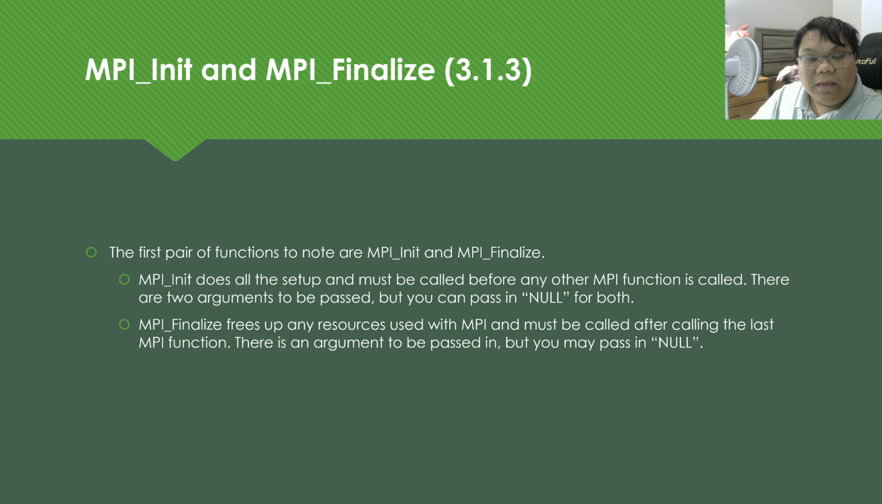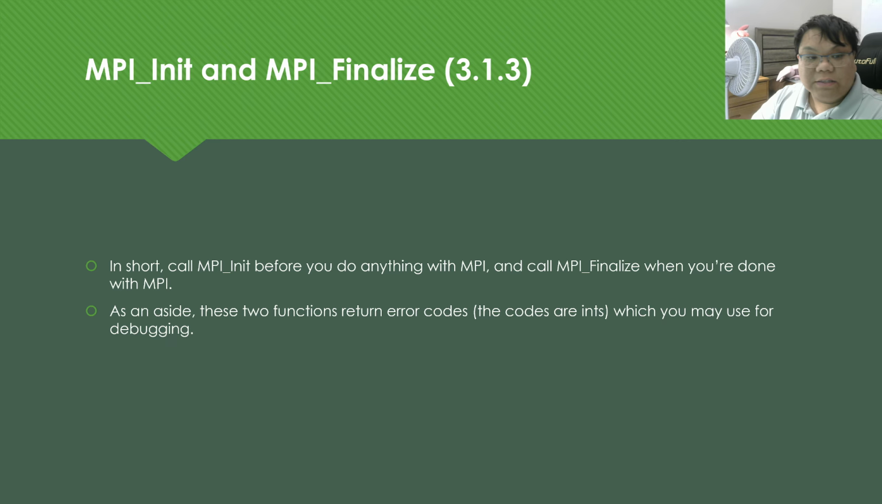It doesn't necessarily mean that's the end of the program. You can do more stuff and then end the program after that. It's just that you can't do any more MPI-related anything at that point. That MPI_Finalize function requires you to pass in an argument, but just pass in NULL for that as well. In short, you call MPI_Init before you do anything, and MPI_Finalize when you're done.